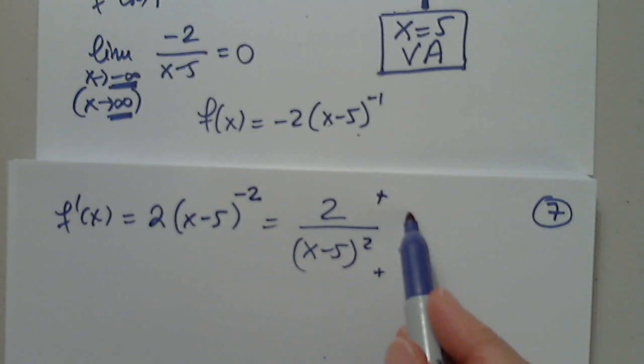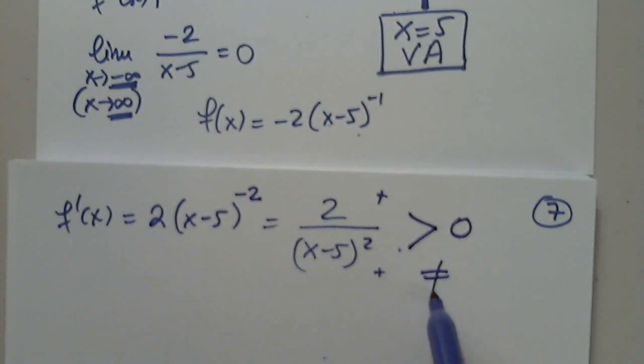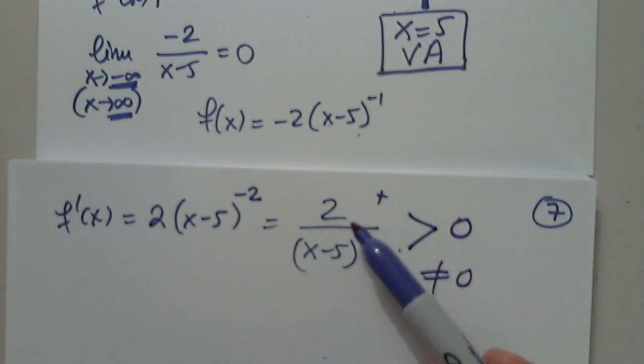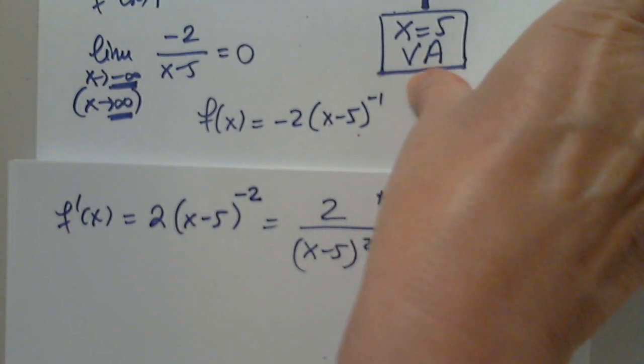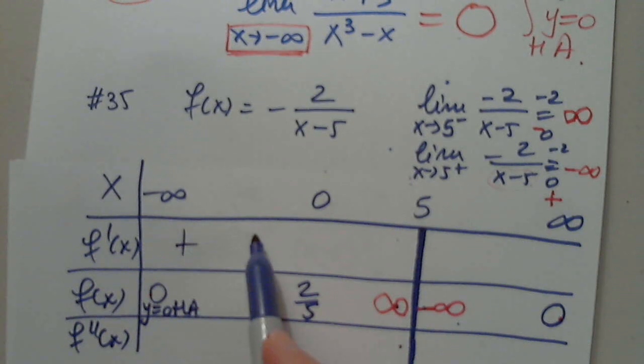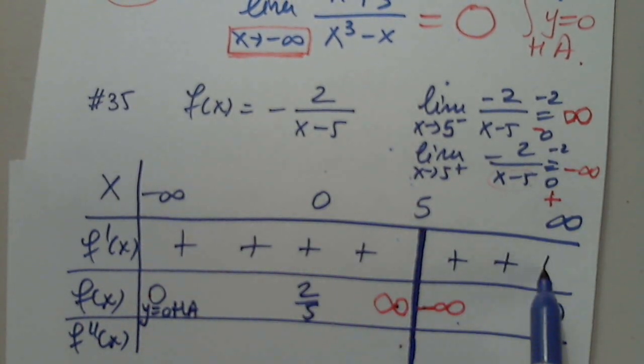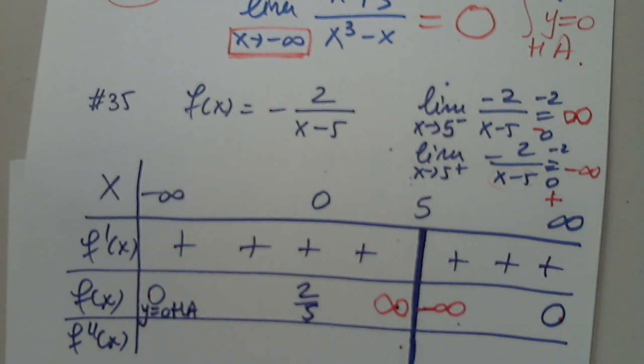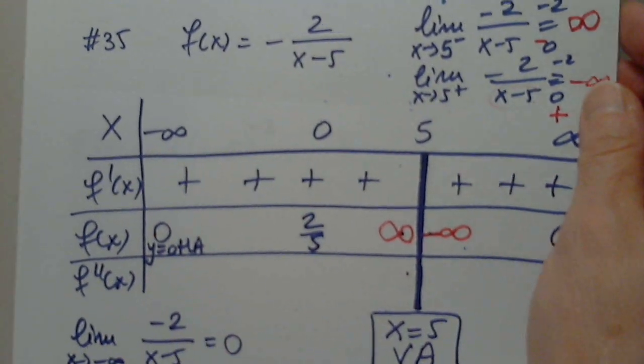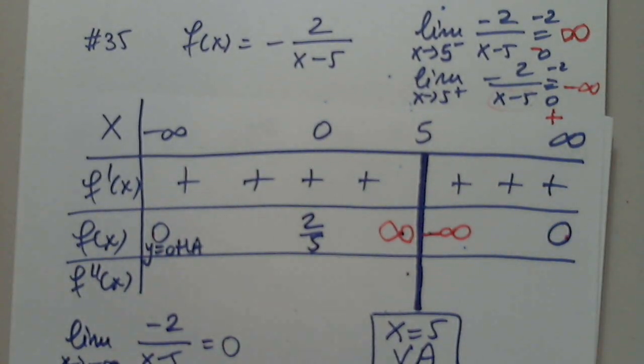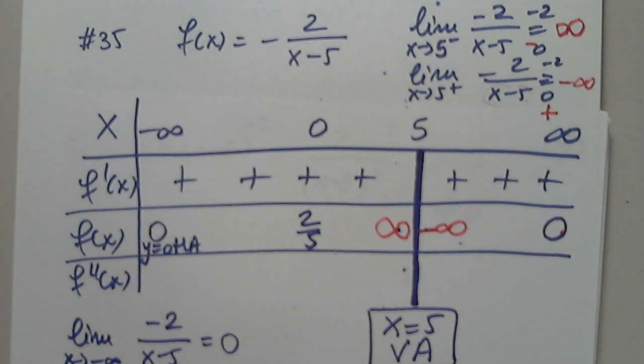Positive, always positive, and never 0. A fraction is 0 when the top is 0, but that's not possible. So this is always positive. Fine. Which means that the function is always increasing. I don't know. We'll see. What if I made an error? I will verify right now.